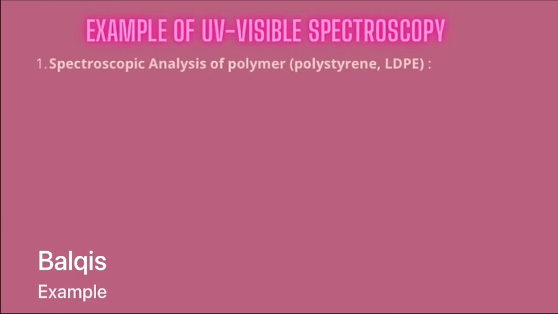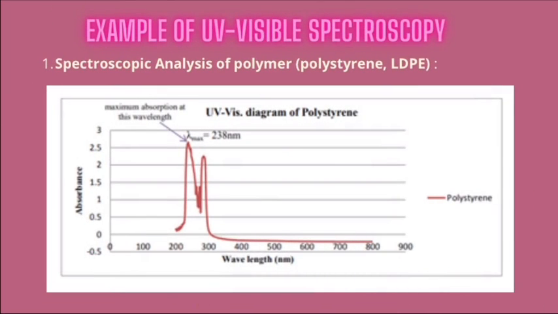An example of UV visible spectroscopy is, first, spectroscopy analysis of polymers, polystyrene and LDPE. The diagram shows the UV visible absorption spectrum for polystyrene. Absorbance on the vertical axis is the measure of the amount of light absorbed. The higher the value, the more of a particular wavelength is being absorbed. The absorption peaks at a value of 238 nanometer. This is in the ultraviolet, and so there would be no visible sign of any light being absorbed. So the polystyrene is colorless.